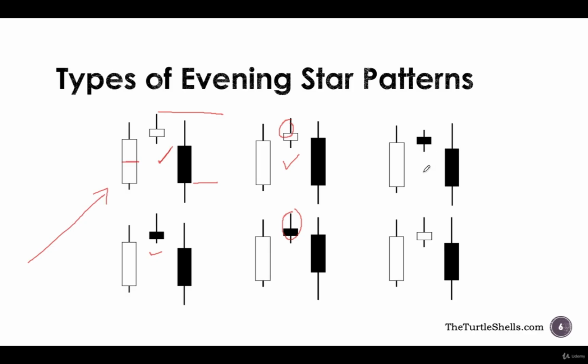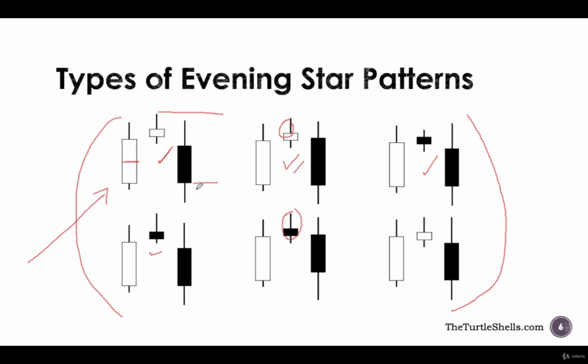Have a look at this. What is the difference between this pattern and this pattern? In this case, the black real body opens slightly below, so it is not touching. Okay? If you look at all of these 6 patterns, there are minor differences in all of them, but as long as all of them are coming after an uptrend, even if it's a short-term uptrend, that is fine. They are all evening star patterns. So they look different, but they perform the same function.